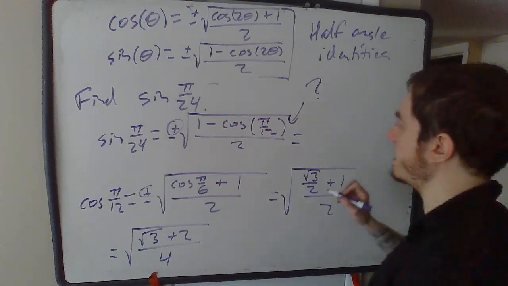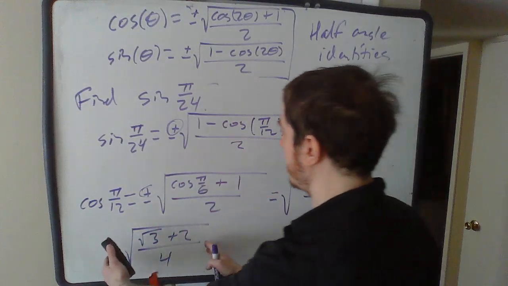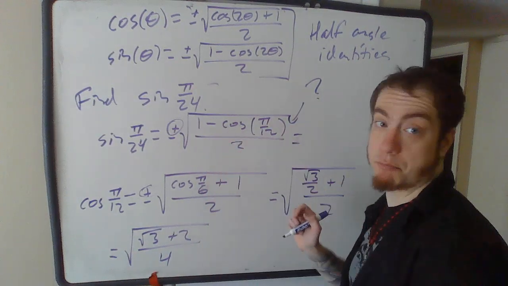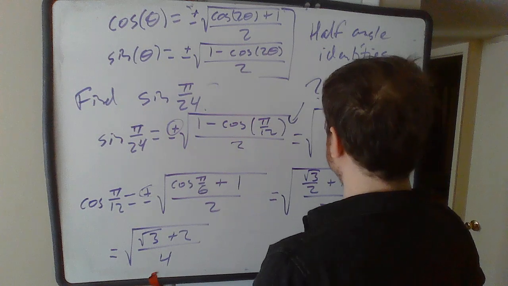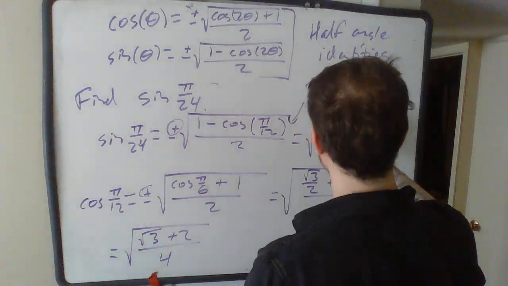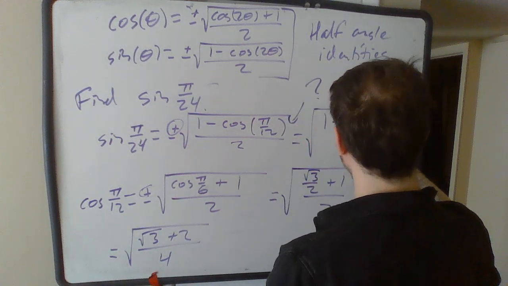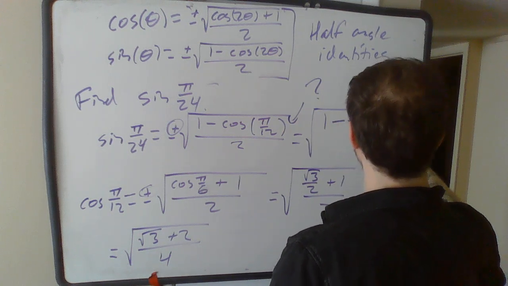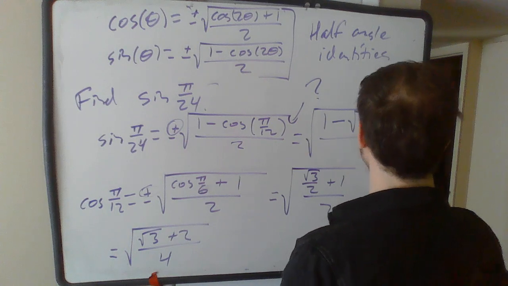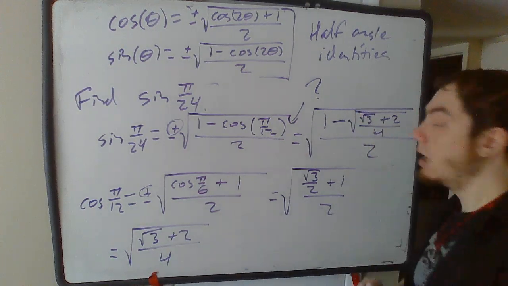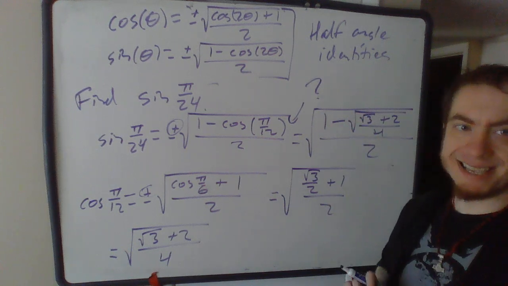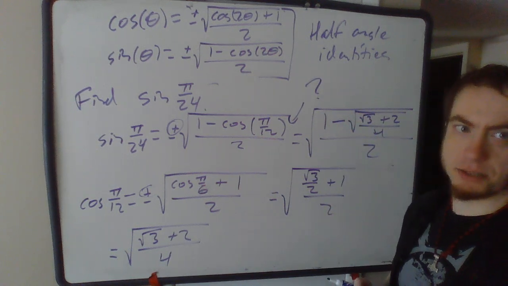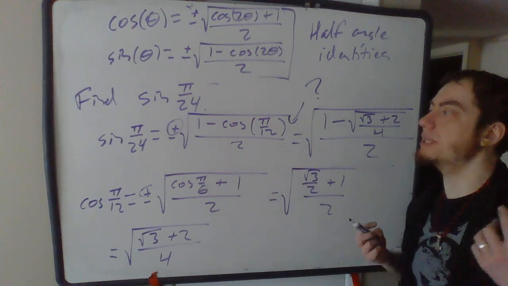Okay, so this original thing, I can take this and plug it in for cosine pi over 12. And I get the square root of 1 minus the square root of square root 3 plus 2, all divided by 4, and then the whole thing is divided by 2. Now, this is a mess of nested square roots, but it is an exact value for these things, okay? And that's all that we really need, right?